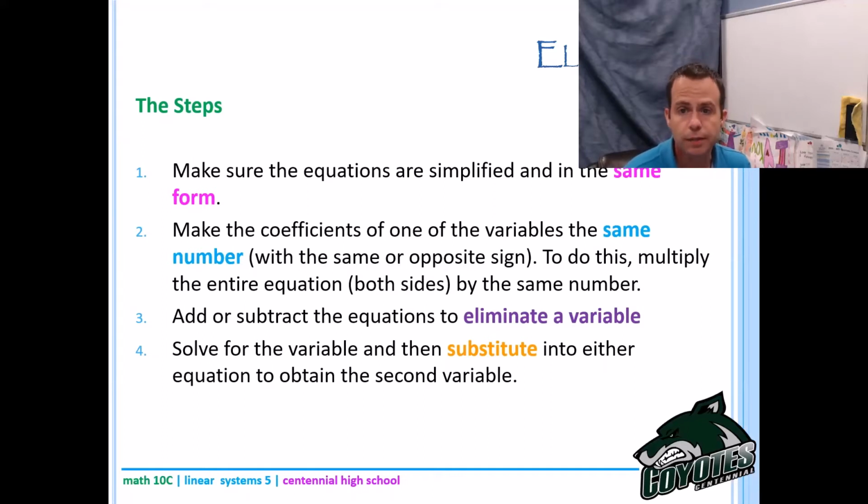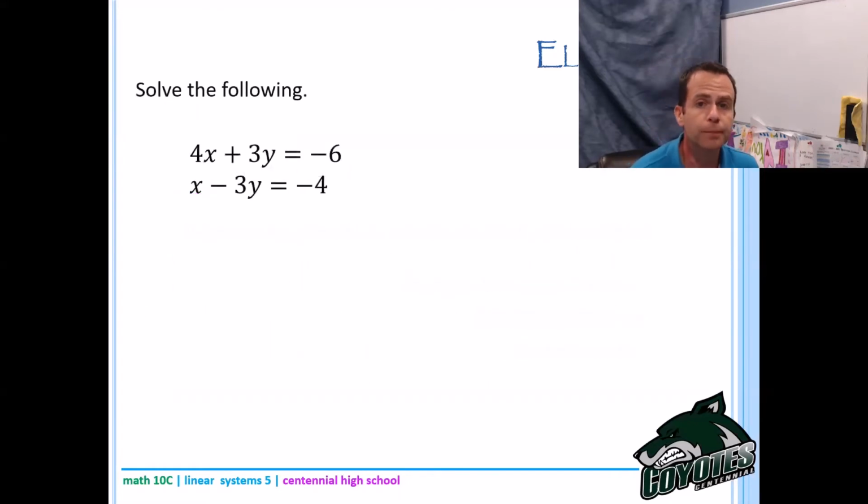To do this, multiply the entire equation, both sides, remember, always every term on the left side and every term on the right side, by the same number. Then you're going to add or subtract the equations to eliminate the variable and solve for the variable. Once you've got that variable, you'll substitute back into one of the original equations and solve for the second variable. Okay, so I know it doesn't really make sense when we're just reading it, so let's work on a few examples together and see if we can get you feeling good.